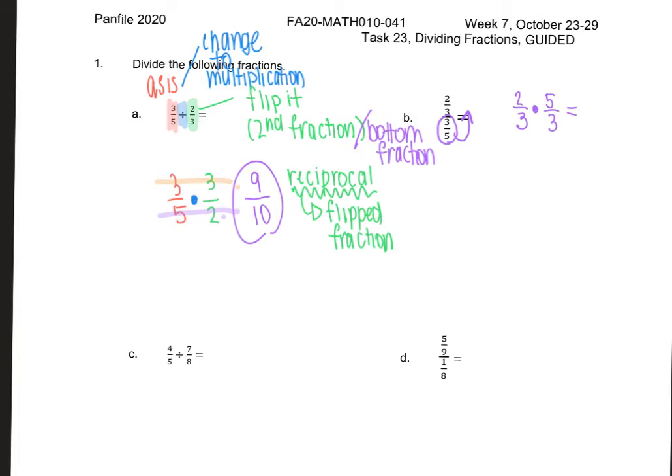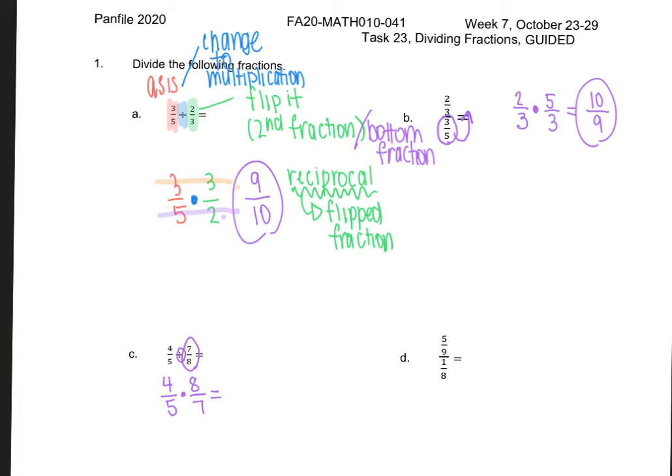All right, so when we multiply straight across, we get 10 over 9. Again, we want to keep our answers as improper fractions if we can. We want to simplify, but here we can't, so we're done. Letter C, we keep our 4 over 5. We switch division to multiplication. We flip our second fraction. So we have 4 over 5 times 8 over 7.